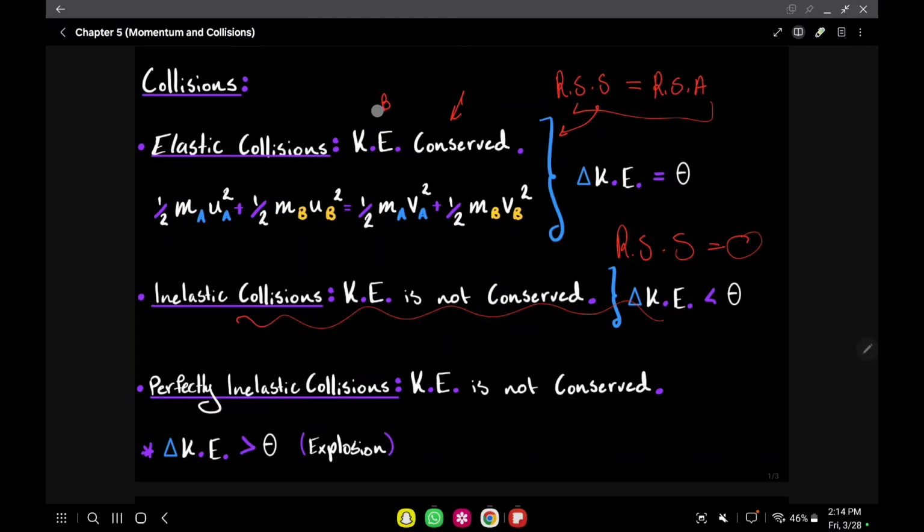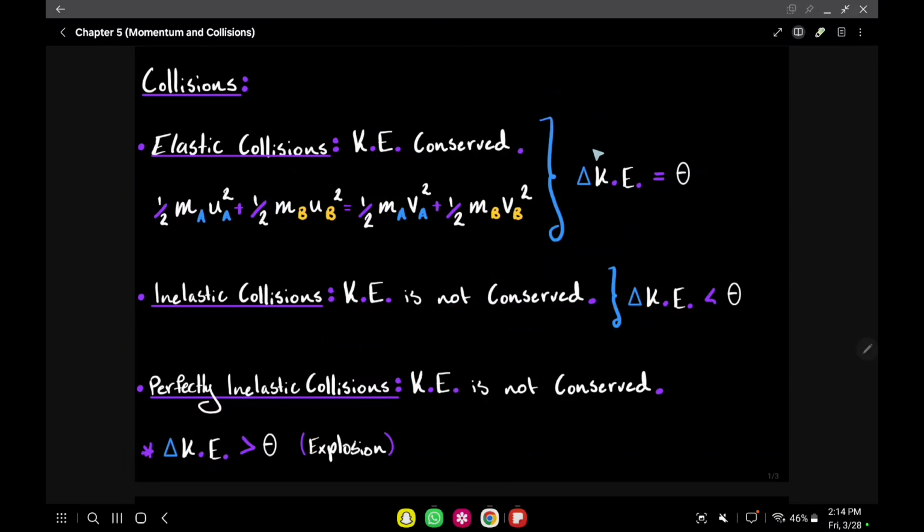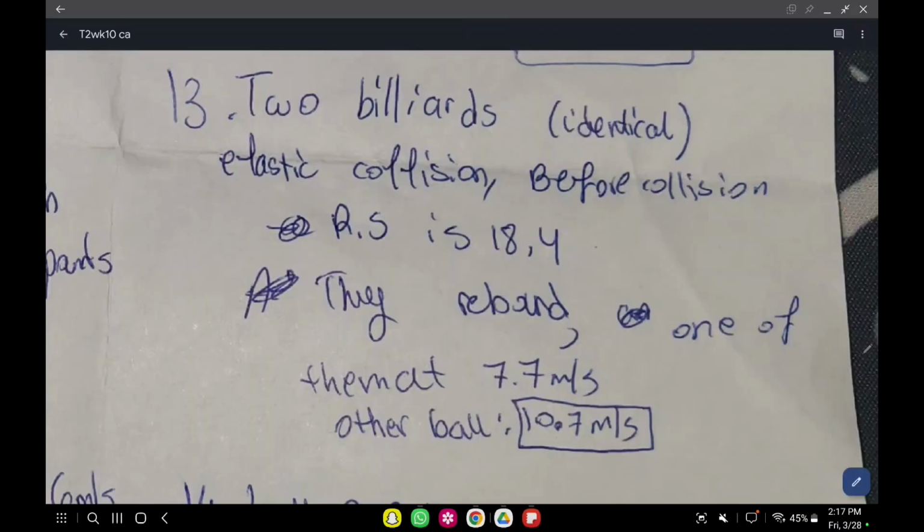Like a question came one time. Yeah, over here, look. This was a question that came one time. Two identical billiard balls. They told us it's elastic, and they told us that the relative speed is 18.4. They said they rebound. Okay, rebound, what does it mean? One goes here, one goes here. One of them at 7.7. What is the speed of the other ball?